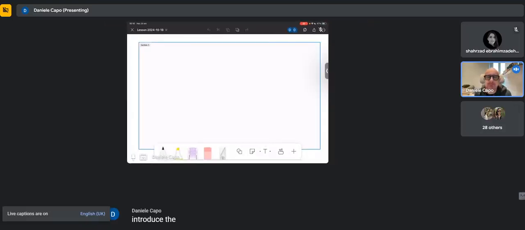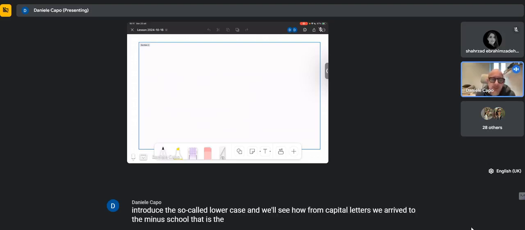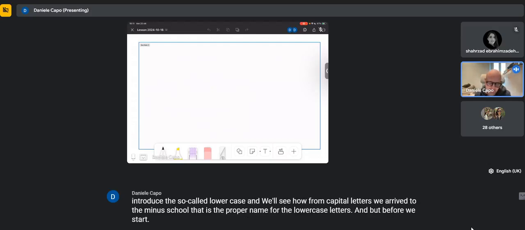Introduce the so-called lowercase, and we'll see how from capital letters we arrived to the minuscule, that is the proper name for the lowercase letters. But before we start, I'd just like to say something in general about lowercase and uppercase.